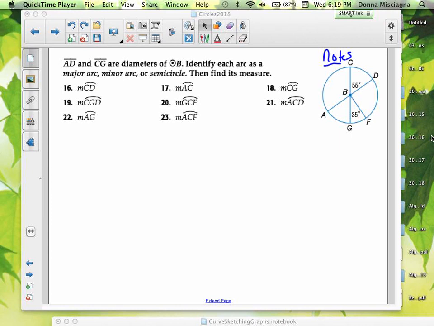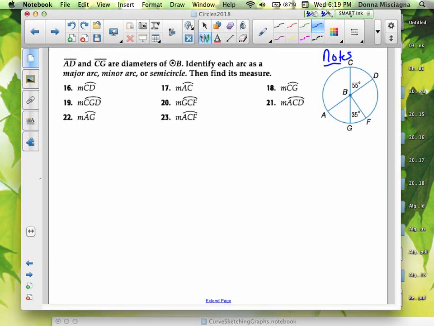All right, so let's start with number 16. That's close enough to a 16. So that's CD, and notice here, it's certainly less than 180 degrees, so that is a minor arc. I'll just write minor. We know it's an arc. Actually, I'll write arc, but if it doesn't fit in your notes, you can just write minor, that's fine.